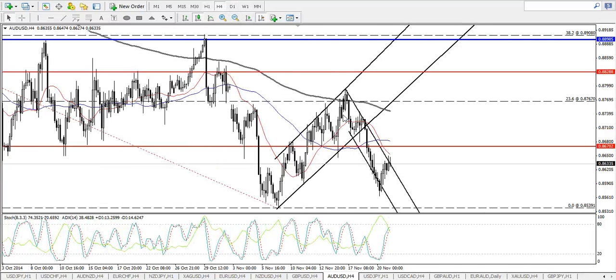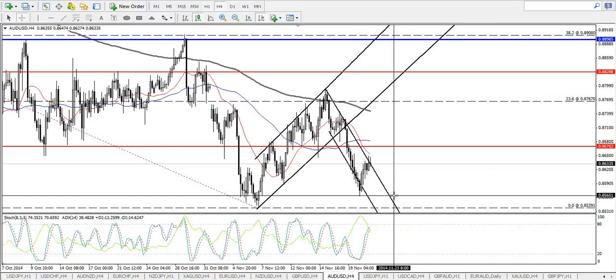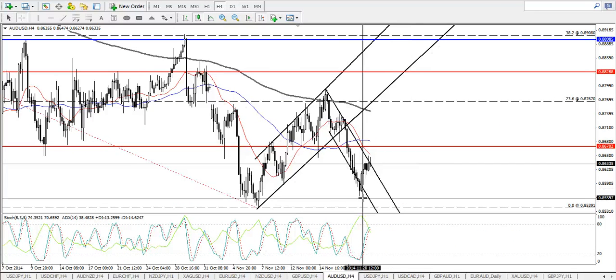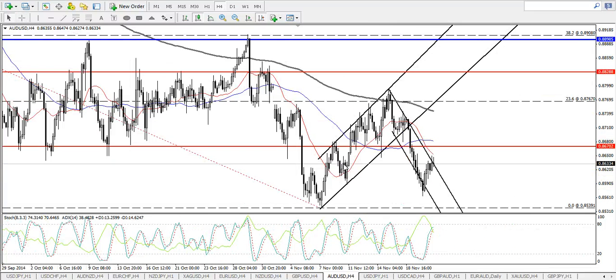If you're going for shorts, of course the first level we're going to look at is the previous low, somewhere at the price of 0.8559. That would be good enough. Right, so that's for the Australian dollar against the US dollar.